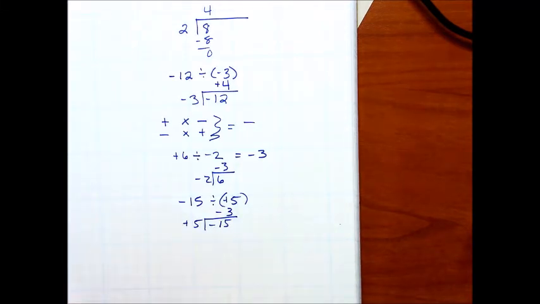So really, the rules that you came up with for multiplication do apply. You can transfer those rules to division: like signs are going to give you a positive answer, unlike signs will give you a negative answer.